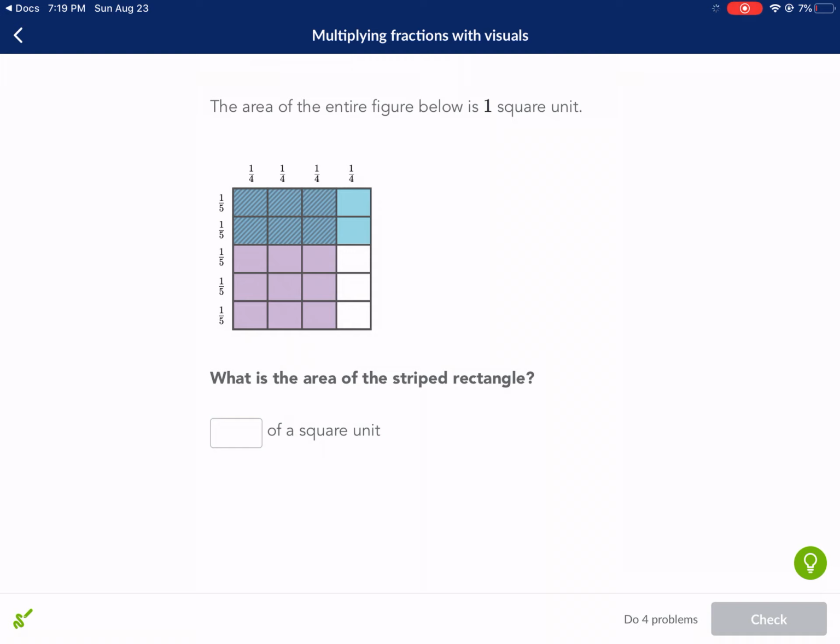The area of the entire... Oh, I forgot to say what the subject was. The subject is multiplying fractions with visuals.